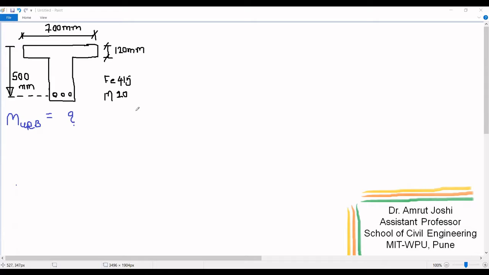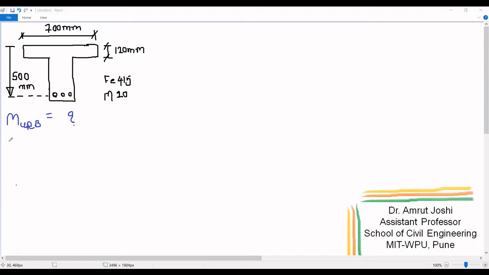Today we will try to answer a very interesting question. What I have taken here is the same cross-sectional dimension T section as in the previous short video. And now instead of specifying the amount of steel on tension side, let us ask ourselves a question. What is the steel that is required to be provided on tension side to make this section balanced? And second, what is the moment of resistance of this section if it is designed as balanced section?